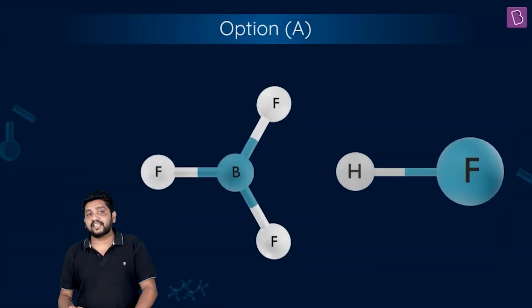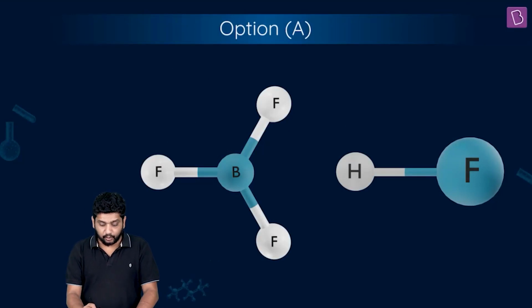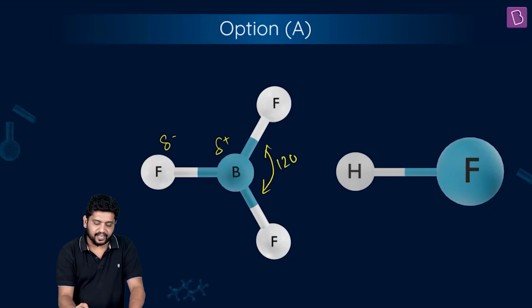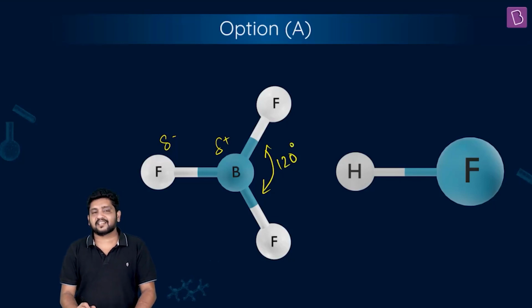So let's look at the options one by one. In option A, we had BF3, HF, etc. BF3, even though individually they are polar bonds, there will be a delta minus on fluorine and delta positive on boron. Individually the bonds are polar, but they are all at 120 degrees to each other, and all the bond dipoles are exactly identical. The net vector sum that we end up getting will be 0, right?